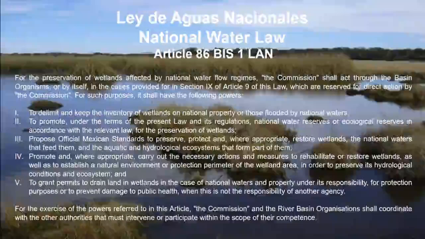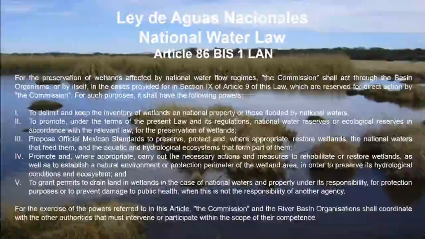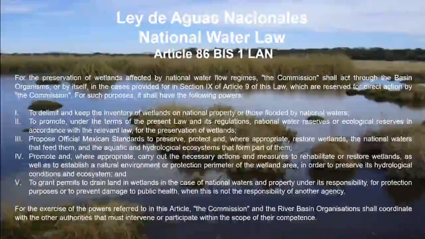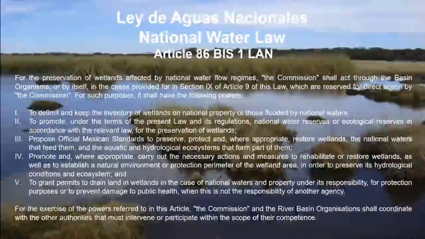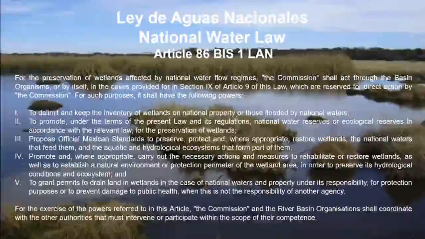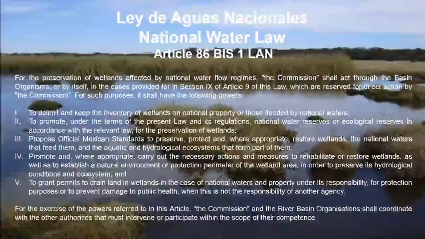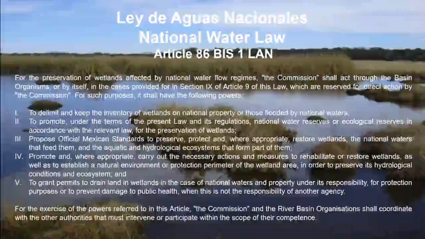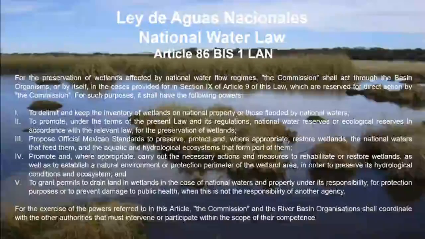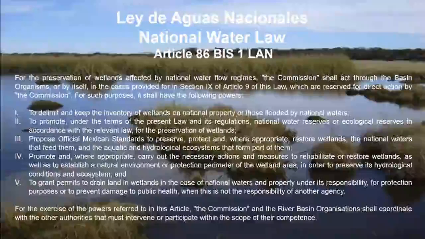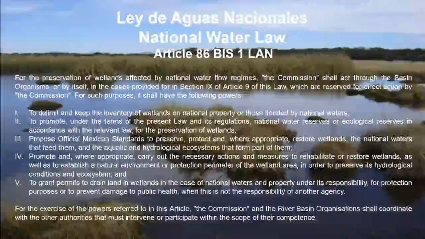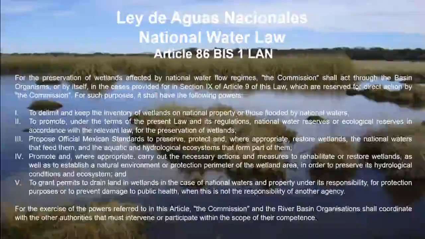The third part here is the one that refers more to what we are discussing here, which is to propose official Mexican standards to preserve, protect, and restore wetlands, the natural waters that feed them, and the aquatic and hydrological ecosystems that are part of them. And now I'm going to go back to this in a second. Let me just move to the fourth and fifth, just to mention them all for you to understand the vision of this law. The fourth one is to promote and carry out necessary actions to rehabilitate and restore wetlands, as well as to establish the natural environment or protection perimeter of the wetland.